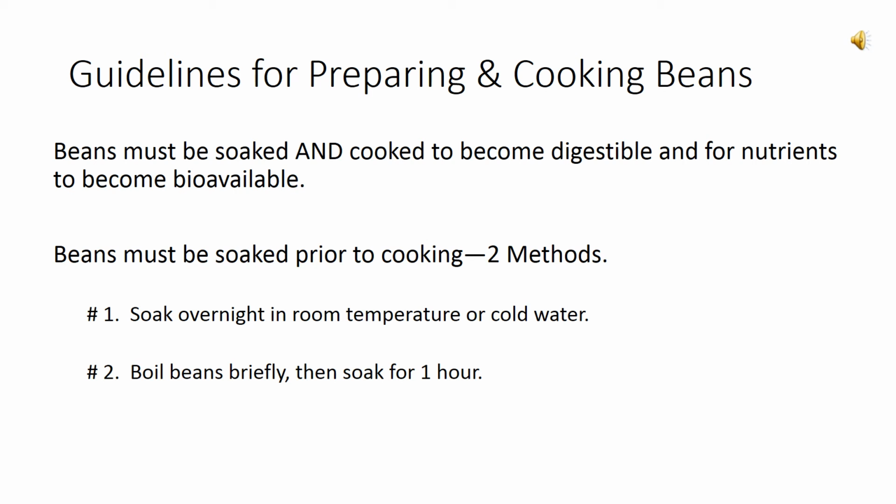In order to soak the beans, there are 2 different ways that you can do this. Number 1, you can soak them overnight in room temperature water or cold water, or 2, you can boil the beans. Just bring the water to a boil and then turn the heat off and let it go back to room temperature. Let it soak for an hour, and in 1 hour after having the beans brought to a boil, you're going to have the same result that you would if you were to soak the beans overnight in room temperature or in cold water.